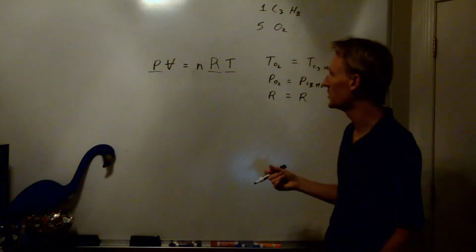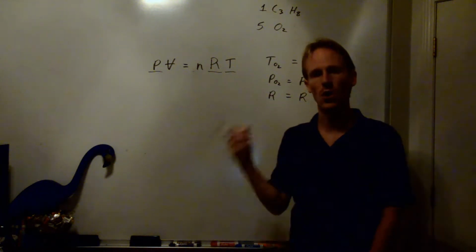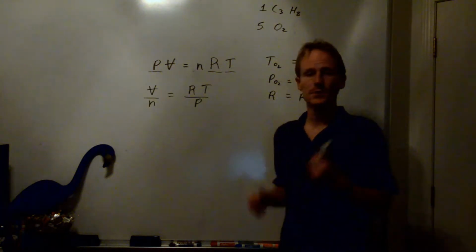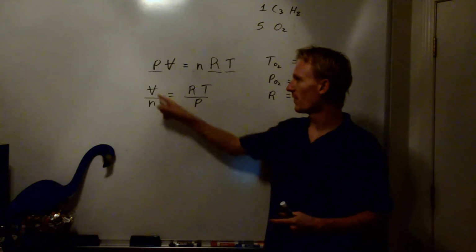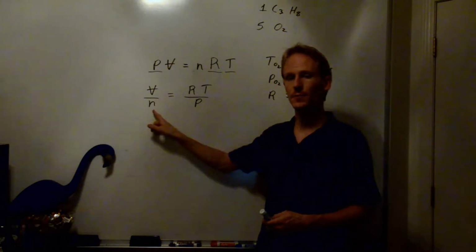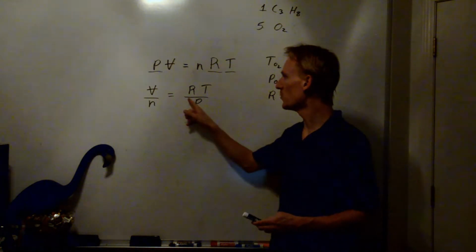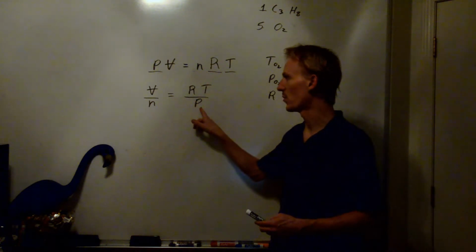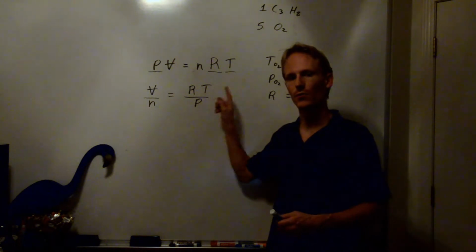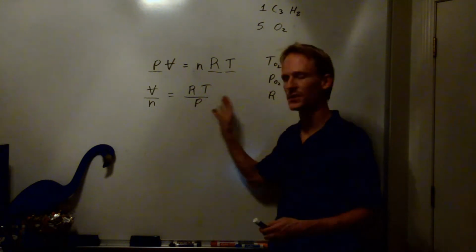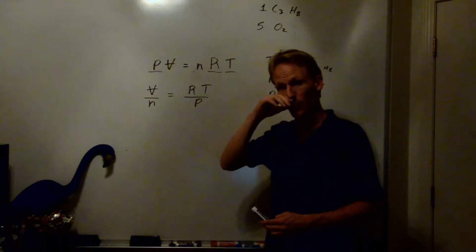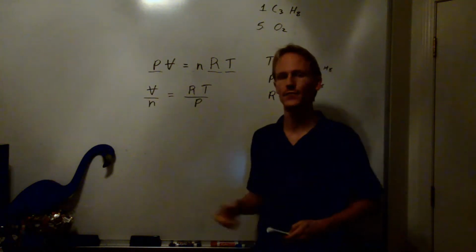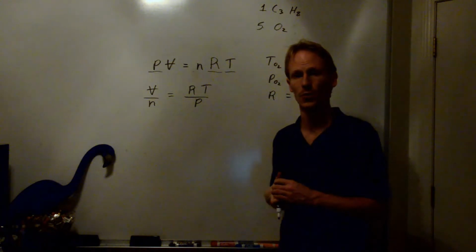So the easiest thing we can do is solve this equation so all of our constants are on one side. Looking at this equation, the volume of our substance divided by the number of moles will equal the ideal gas constant times temperature divided by pressure. Everything on the right side of this equation will be a constant for both of our substances. So what we can say is that we need to set the left half of this equation equal to each other for both substances.